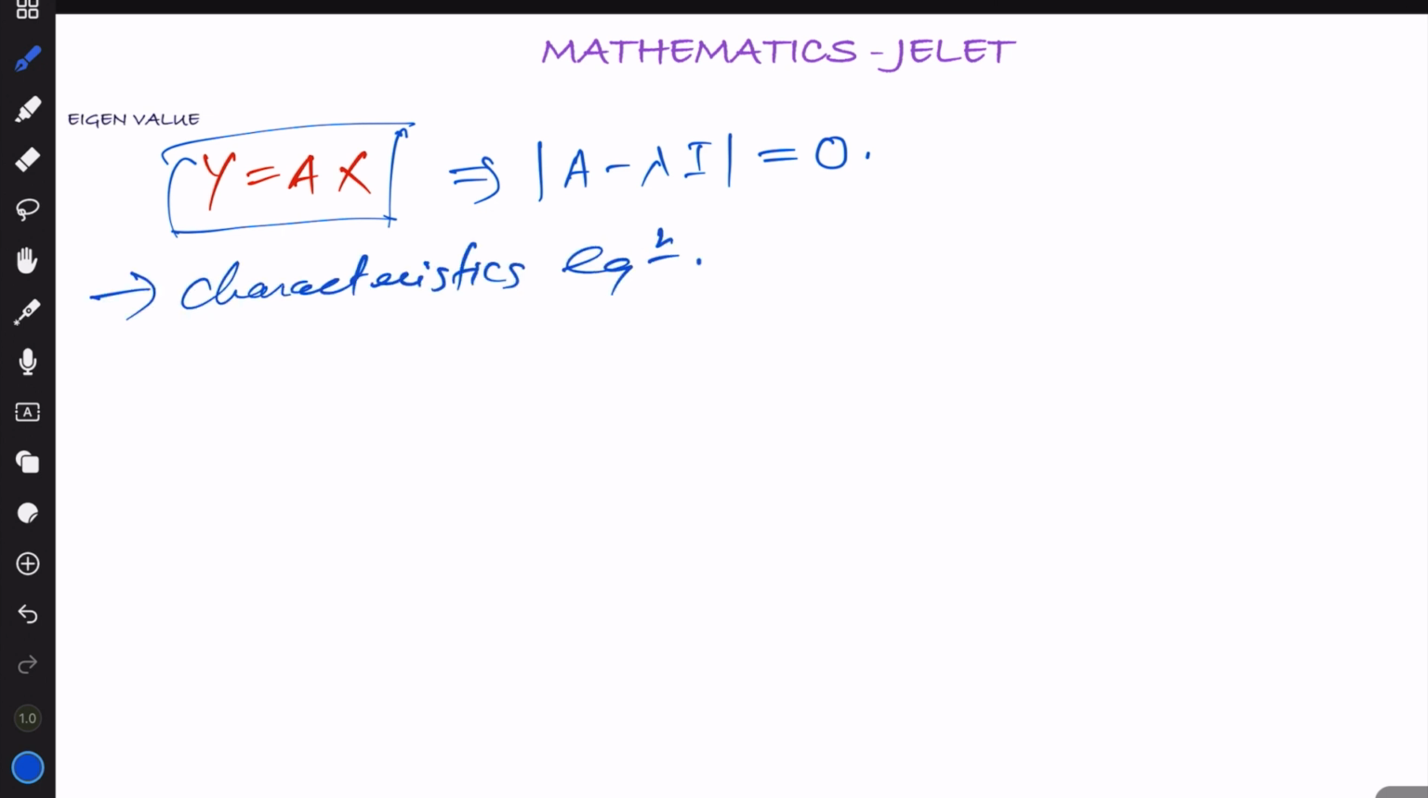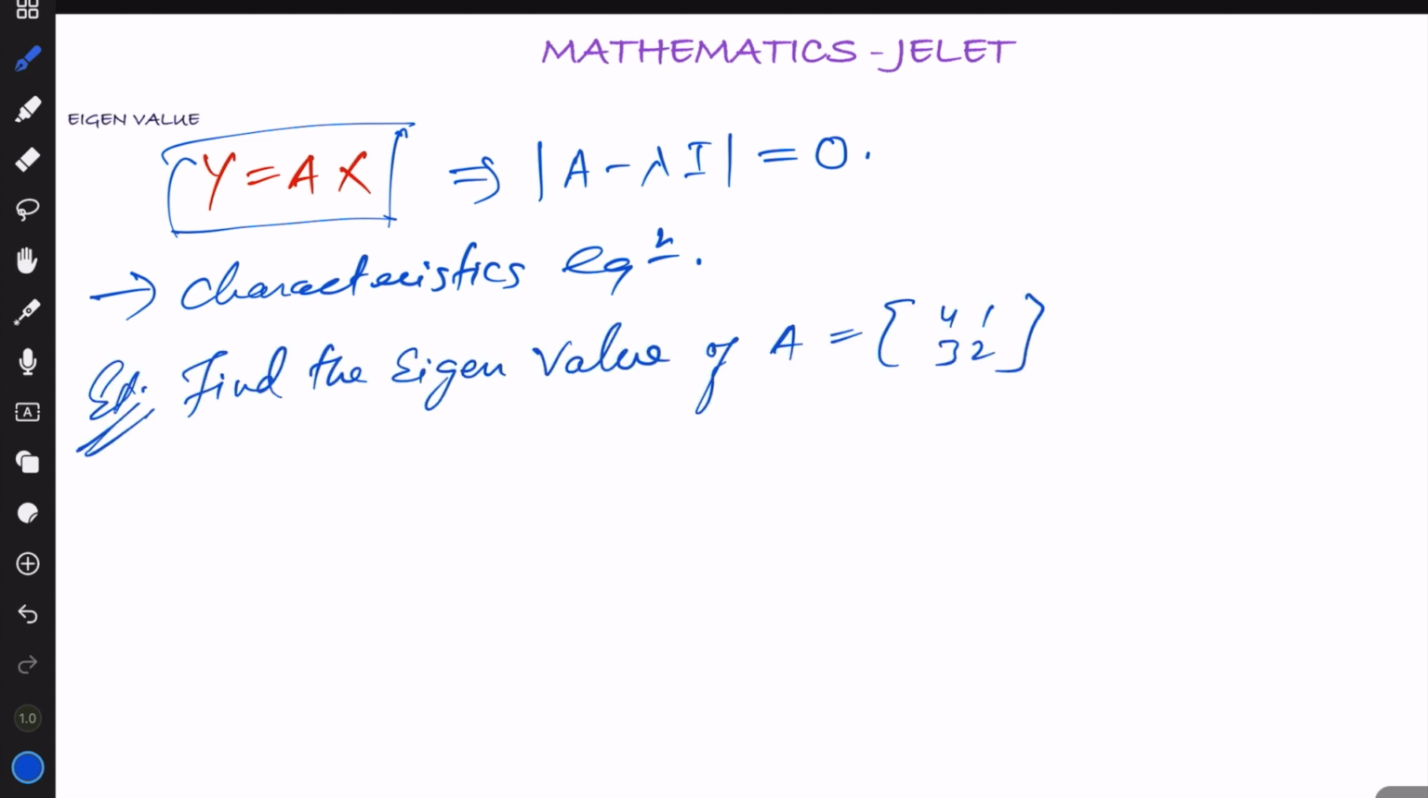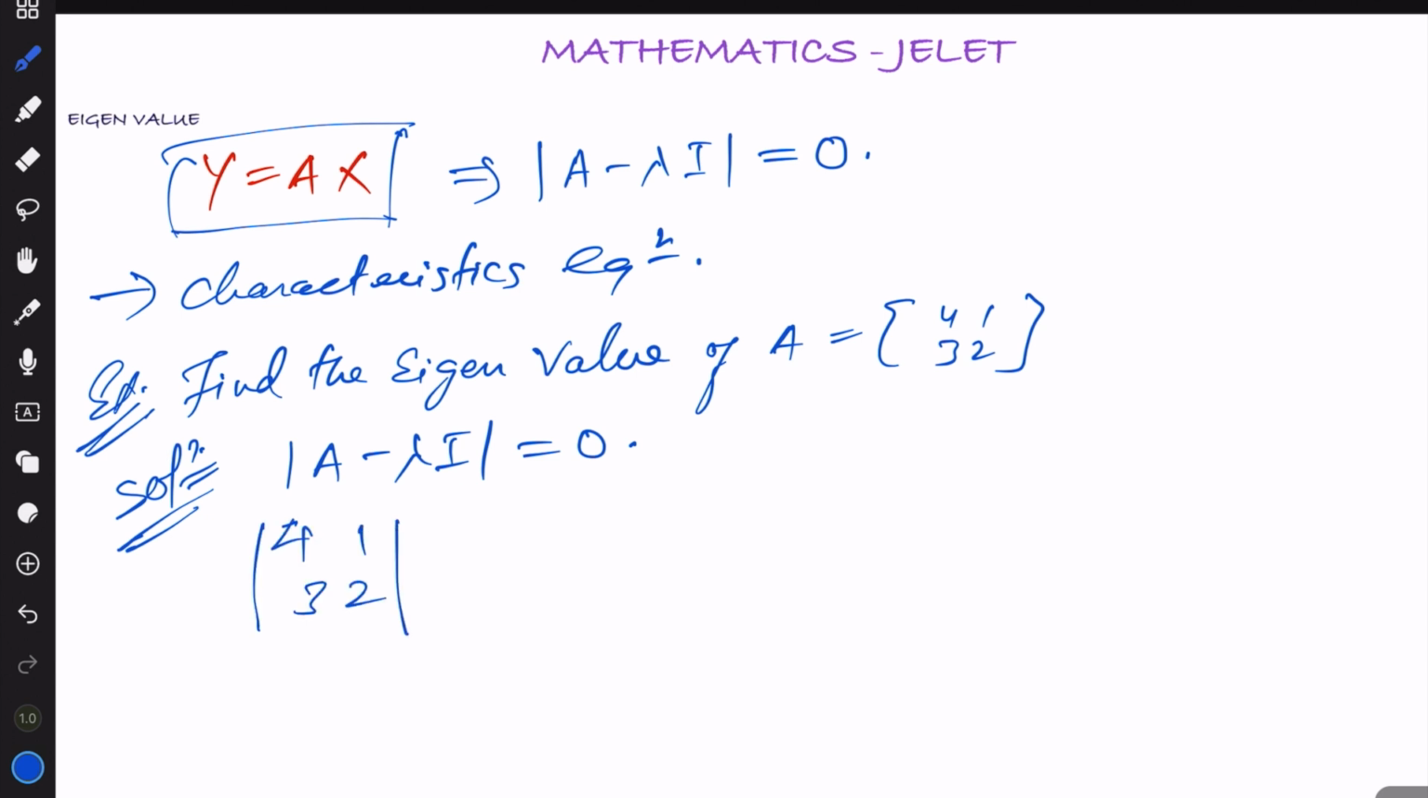Let us understand with the help of an example. This numerical example says that we need to find the eigenvalues of A. Matrix A is given as 4, 1, 3 and 2. Let us see the solution. We know that the eigenvalues have a characteristic equation of A minus lambda I equals 0. So we know that A is given, and minus lambda, we need to introduce the identity matrix.